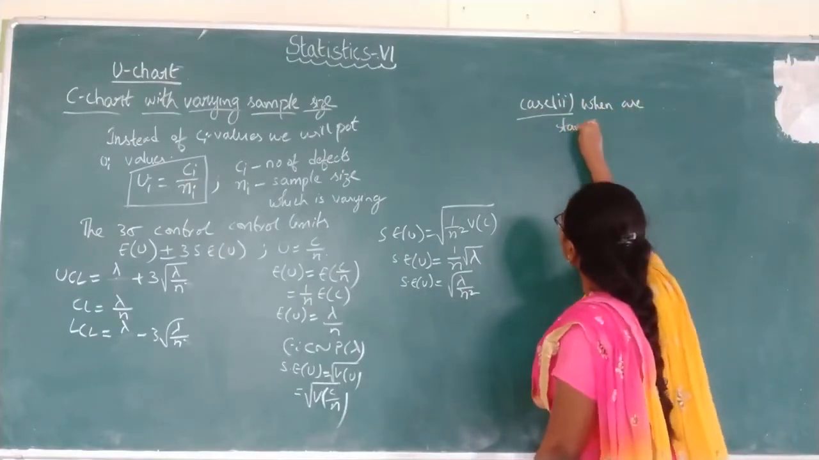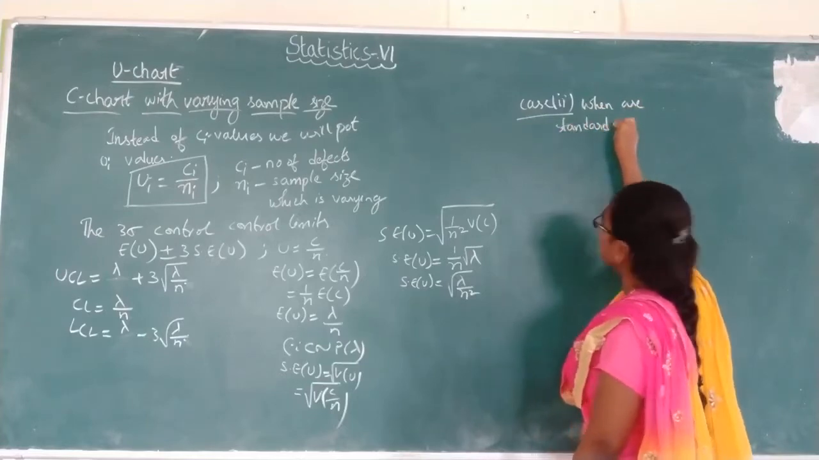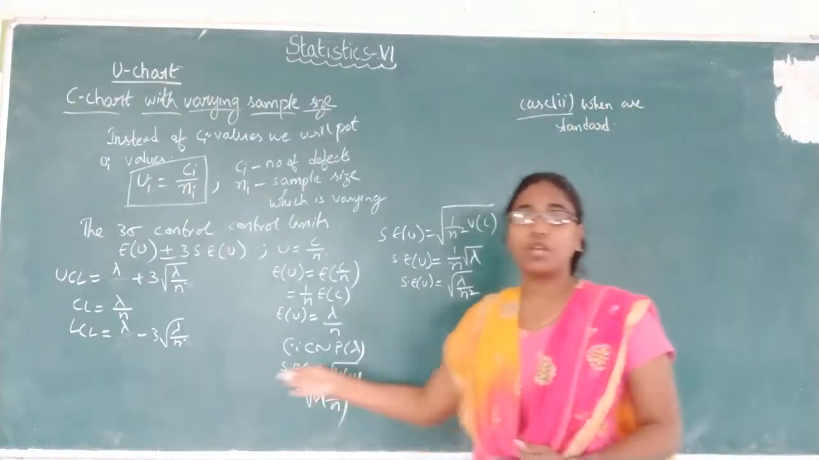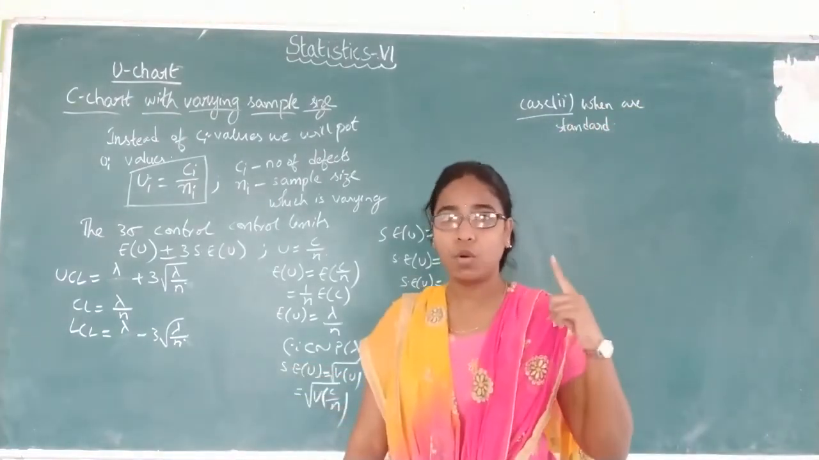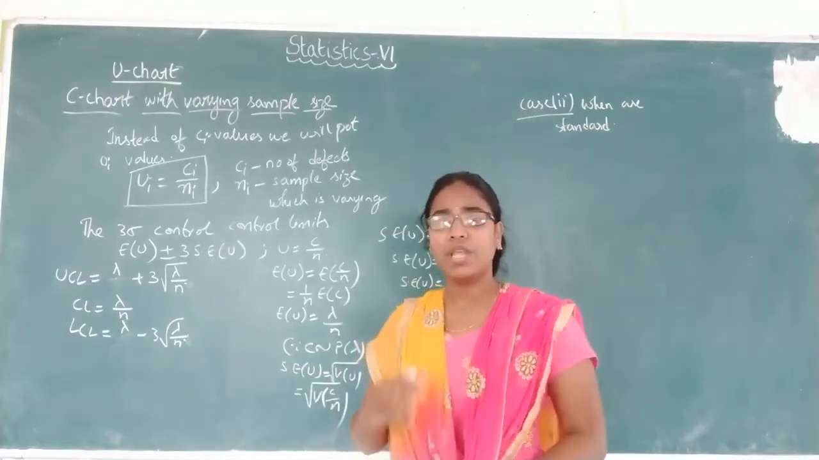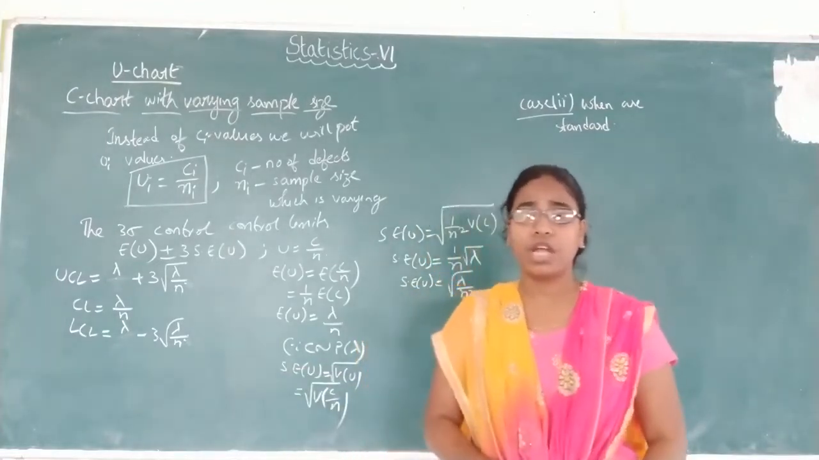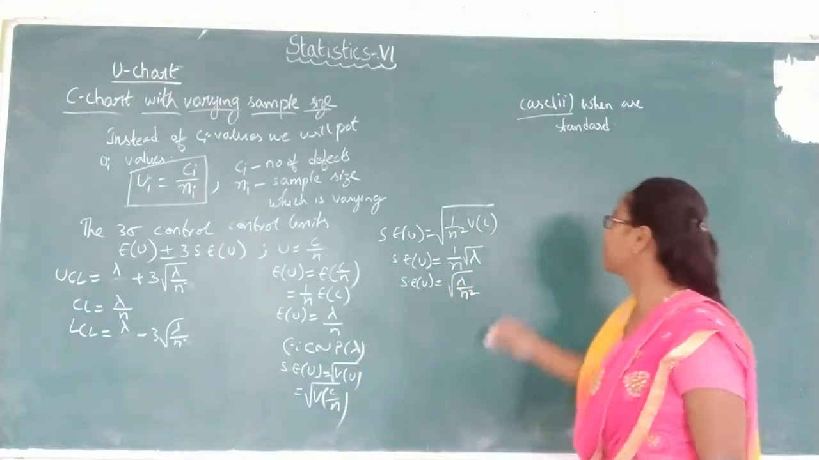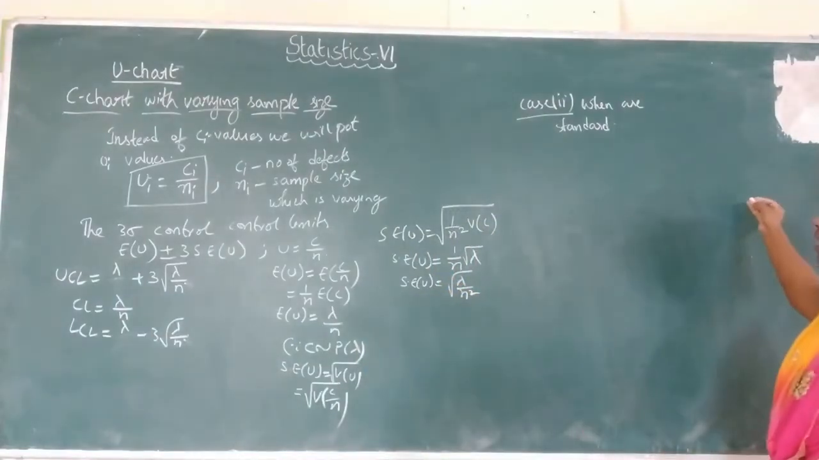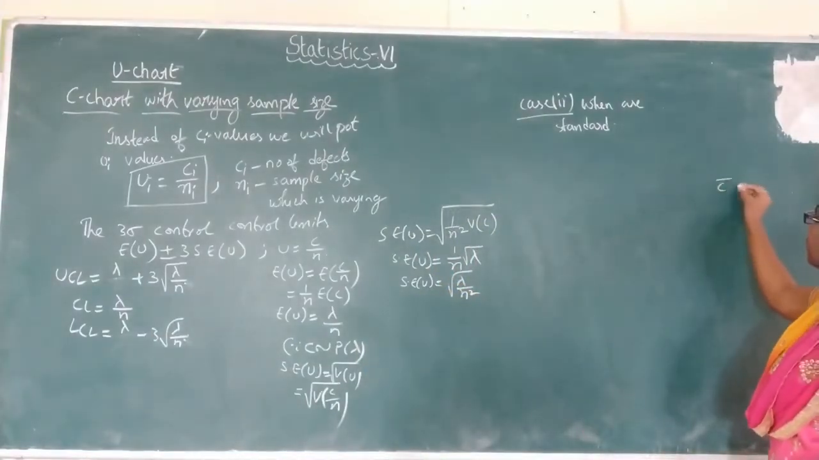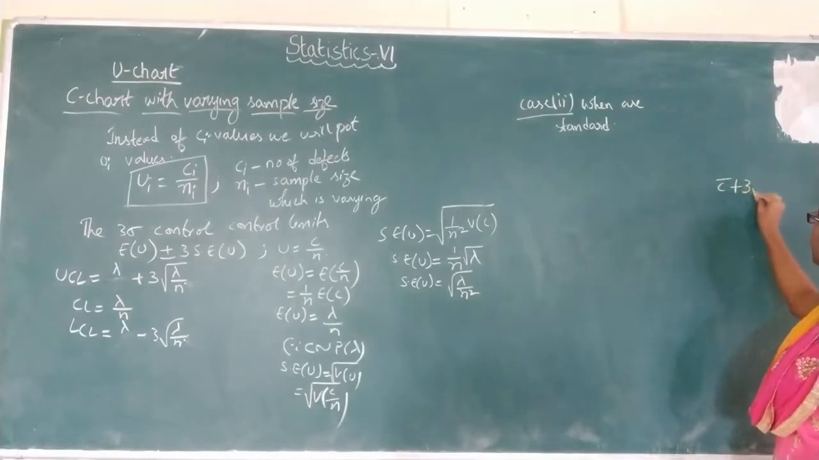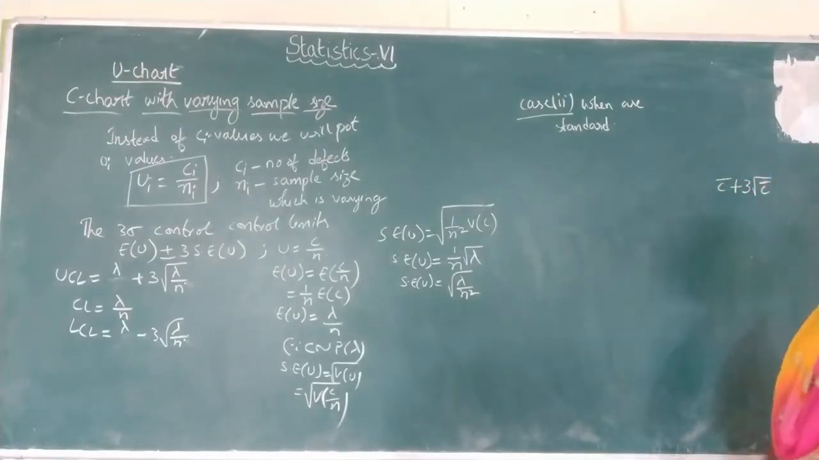So you consider the same control limits. Instead of doing this procedure, you can also consider the same control limits for the C chart. In place of C, you write U, and that will be your U chart control limits. So what were our C chart control limits? C bar plus or minus 3 into under root C bar. Now instead of C bar, we are going to write U bar.